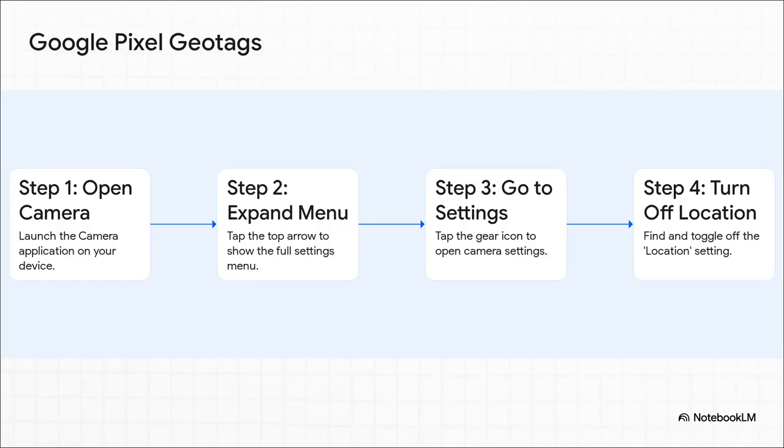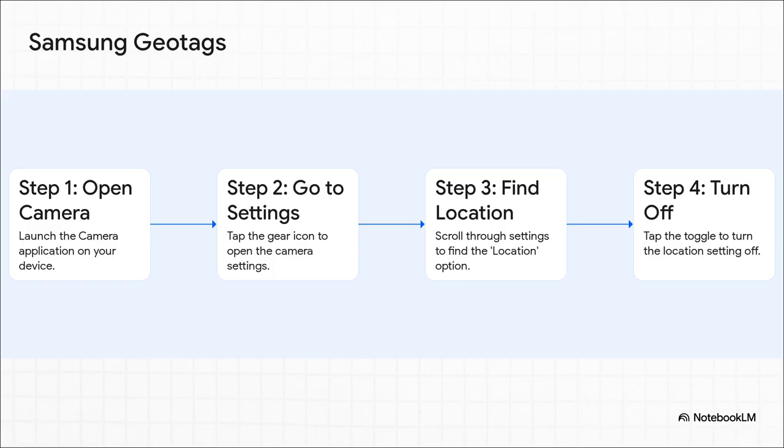All right, if you're rocking a Google Pixel, this is super easy. First, just open up your camera app. See that little arrow at the top? Tap it to expand the menu. From there, you'll hit the settings gear icon, and right inside, you'll see a toggle for location. Just flick that switch to off, and you're golden. Any photo you take from this moment on won't have that location data attached.